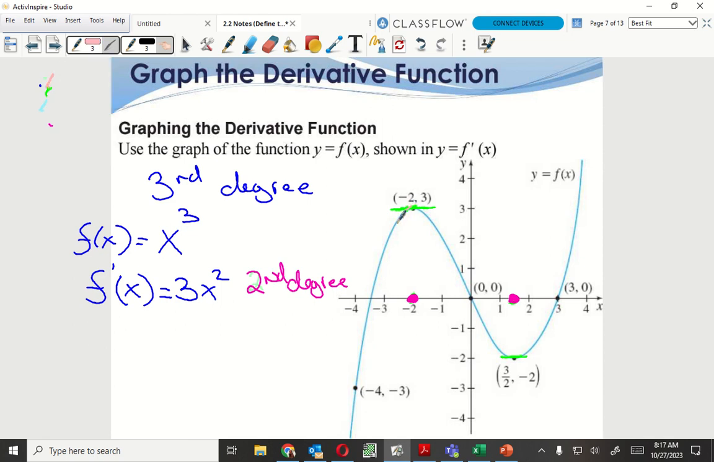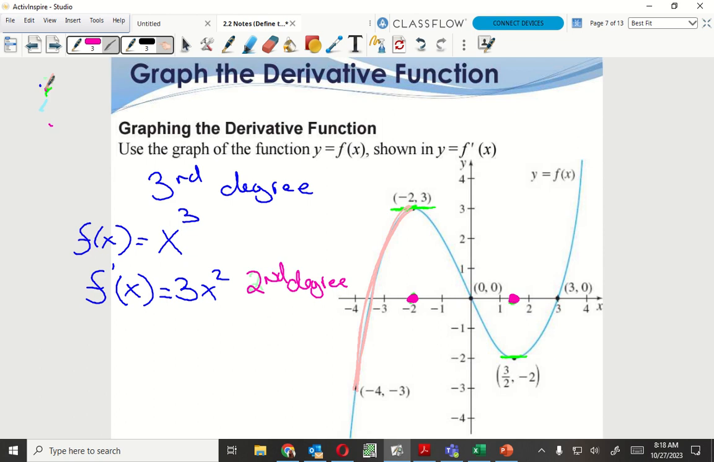So from here to here, I'm on the roller coaster. What do you think's happening from here to here? You're going up, right? So what does that tell me about my slope? My slope is positive. So that means from -4 to -2, all that is going to be positive. So if I was to graph that, what would that look like over here on my derivative function?